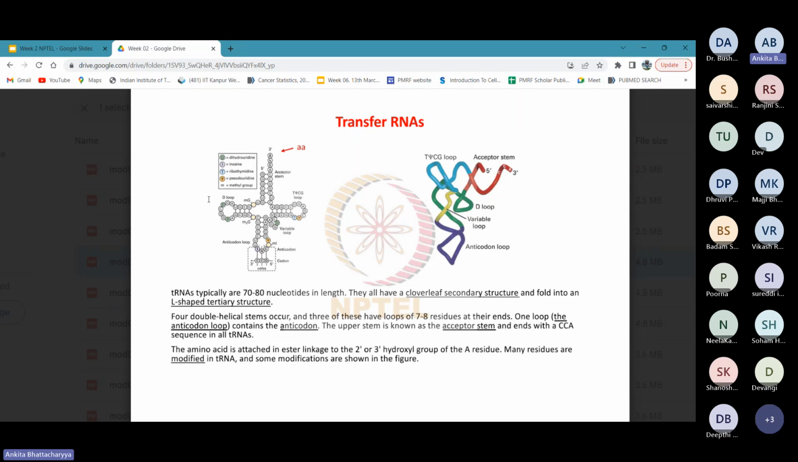And here you can see a lot of different modifications, like psi is present, you get inosine, you get pseudouridine, and you get many different types of variations within the tRNA, but they are not usually that common, and it is restricted to majorly the tRNA under such circumstances.